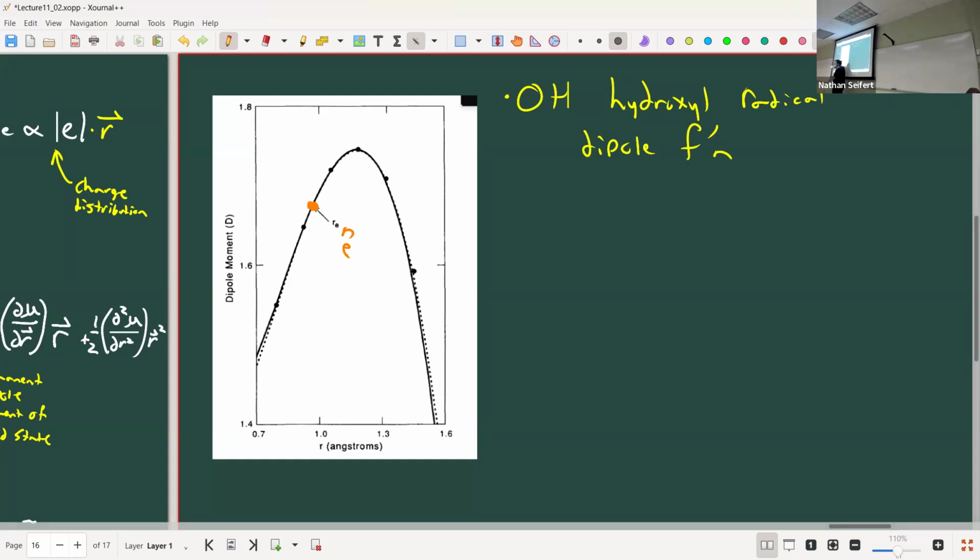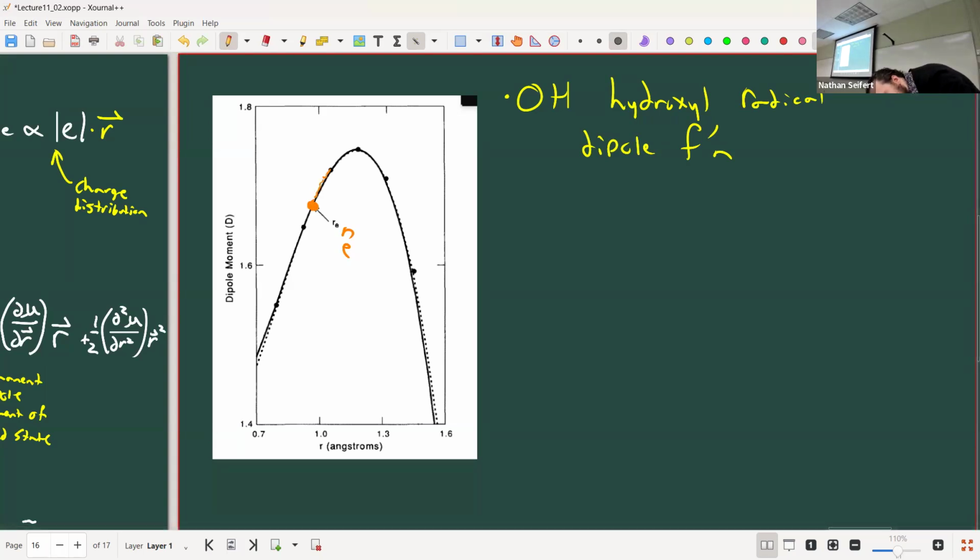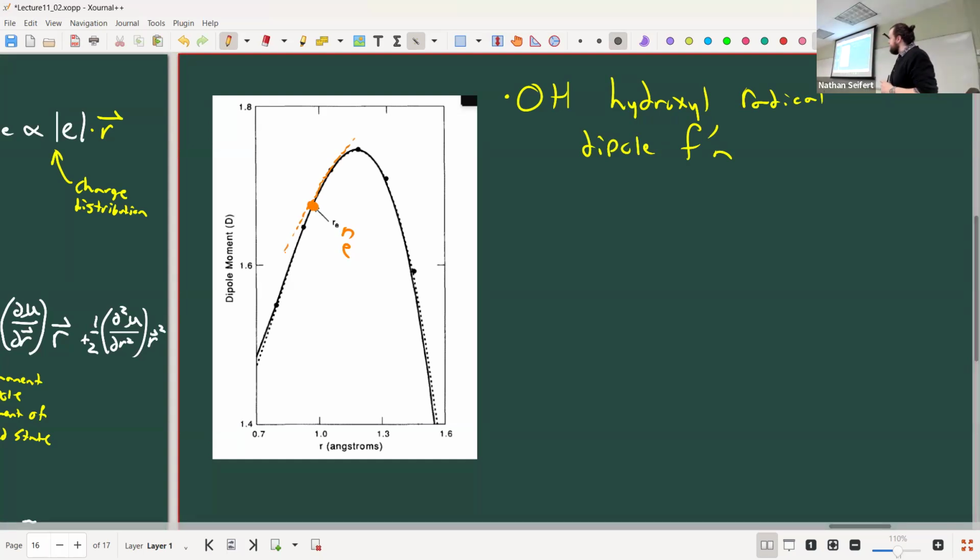You can see at this point it's not really fair to consider a line anymore. If I were to draw a line, it kind of works okay locally, but the system starts to bend. As you start to stretch the system, it doesn't really increase linearly. It hits some peak, and then the dipole drops drastically, which has to do with the fact that this is a radical, and the unpaired electron's characteristic is affecting the bond significantly.